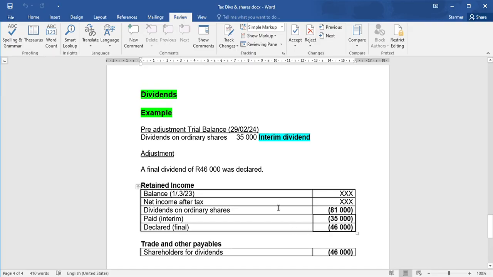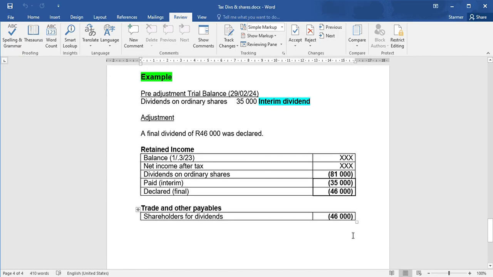They then give you the adjustment. A final dividend of 46,000 Rand was declared. Now that dividend hasn't been paid. However, it is still part of our distribution of this year's profits. So therefore your final dividend will also decrease your retained income. So your total dividend for the year will be 81,000.